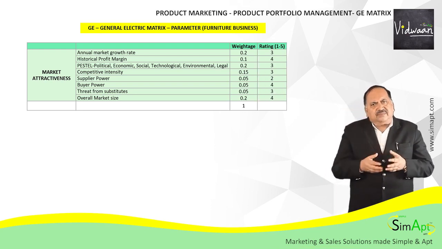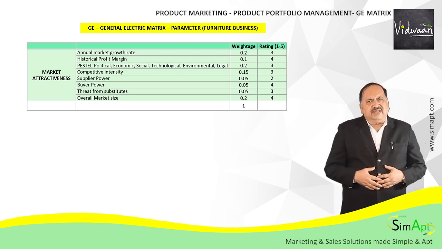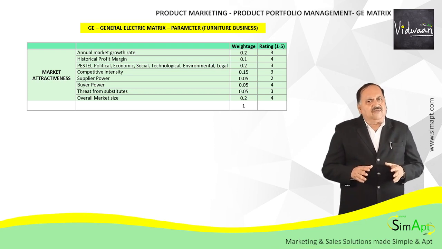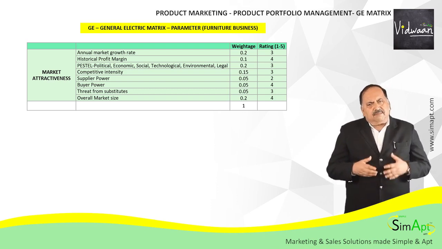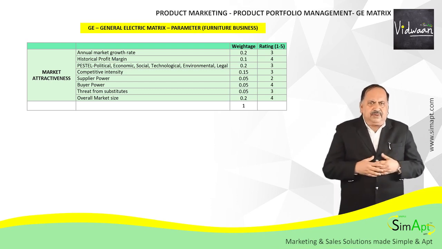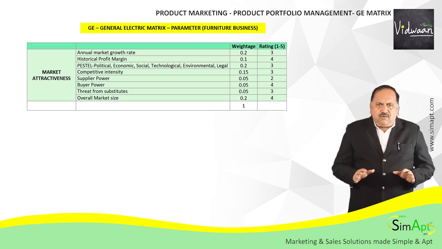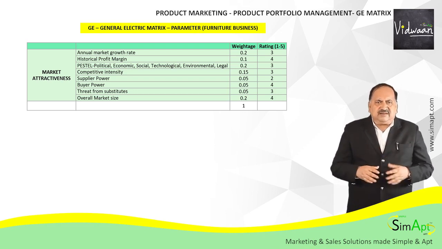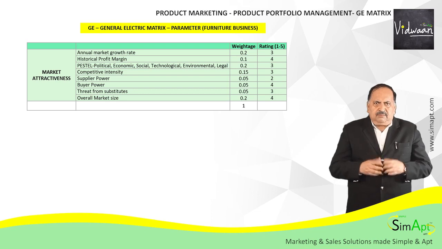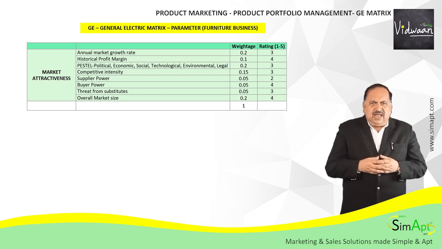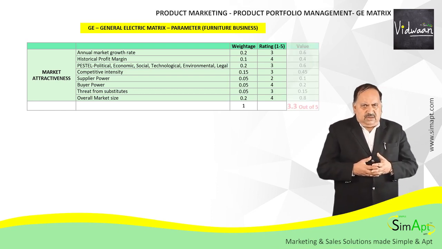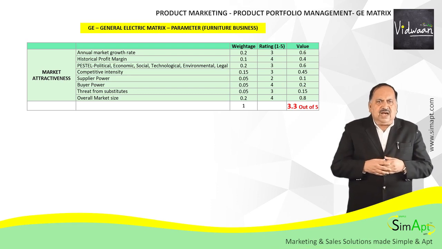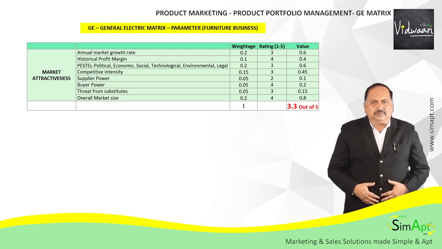The rating factor determines how attractive the factor is in that particular industry on a scale of 1 to 5, with 1 being the least attractive or very unattractive and 5 being the most attractive. For example, in the furniture business, the overall market size is twice as attractive as the supplier power. Please note that all the factors and the corresponding points are given by the business making the GE matrix. Now weightage and the ratings are multiplied to arrive at the scores.